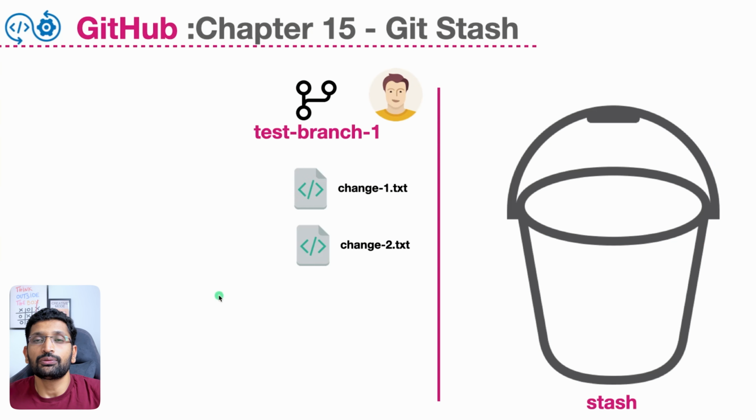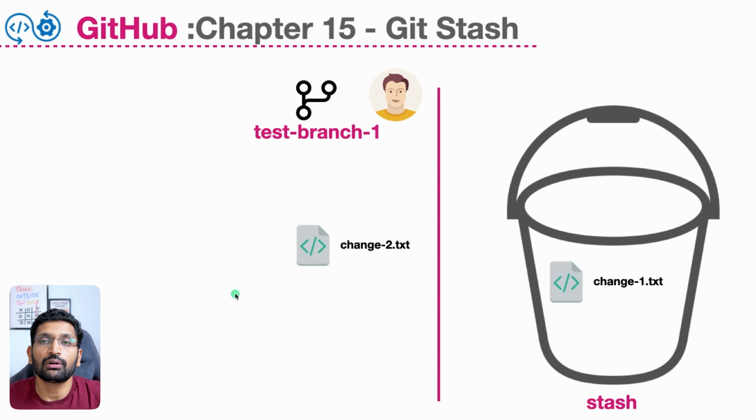Now after running our first git stash command, our first file, change1.txt, has been stashed. And as soon as that first file is stashed, you will receive this particular message inside your git stash. I'll show you how you can see it.